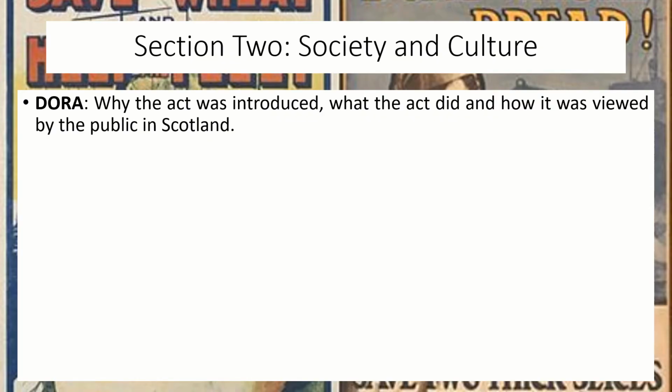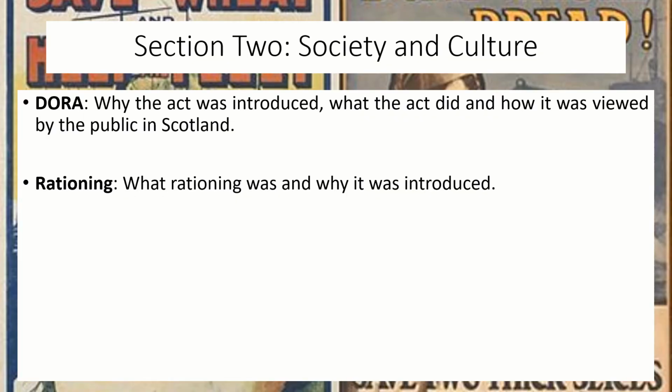So we look at why it was introduced, what it did in terms of the different things that it prevented people from doing, about censorship and going certain places and going to pubs and those kind of things, and how the different terms of the act were viewed by the public in Scotland, and obviously a lot of them were very unpopular in various different ways.